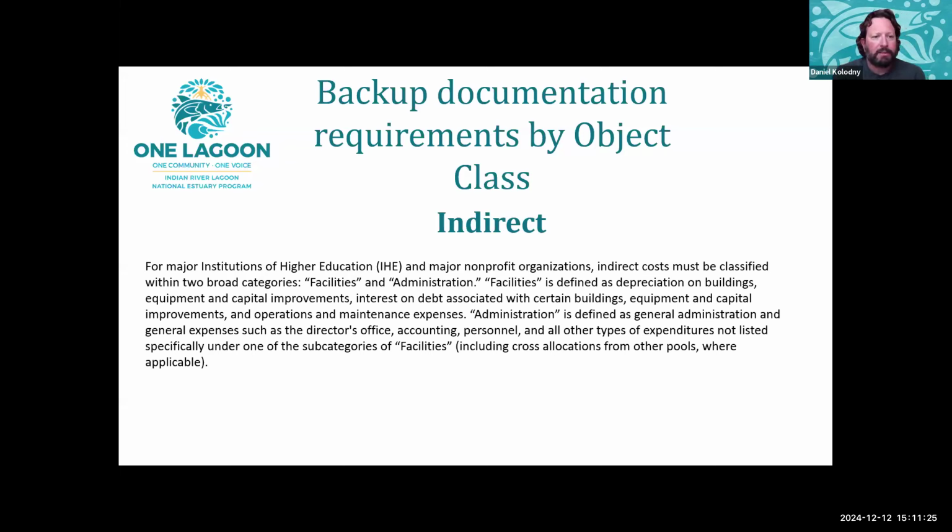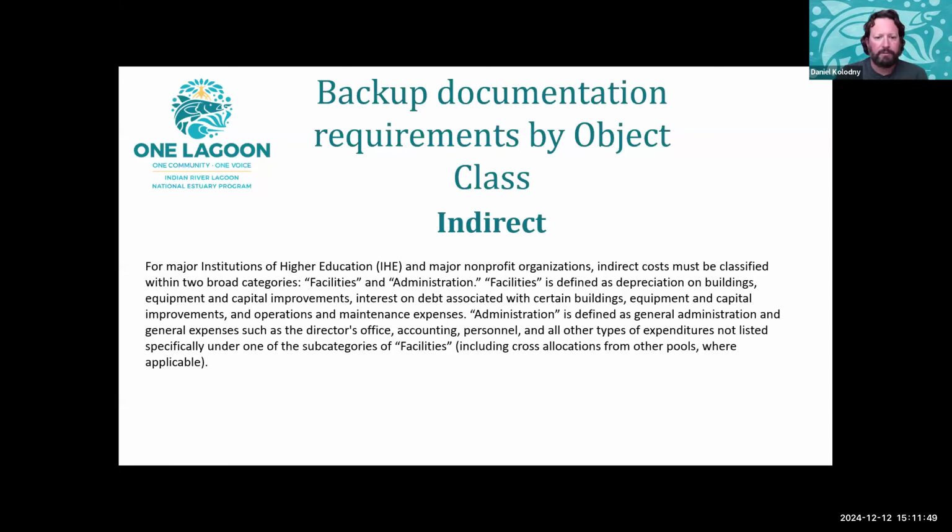For indirect, this is going to be most likely from major institutions of higher education, some nonprofits. These are going to be classified either as facilities and administration. Again, these are going to be either pre-negotiated rates with the federal government or the de minimis, which is 10%. And a lot of you I know have waived that indirect on your invoices.